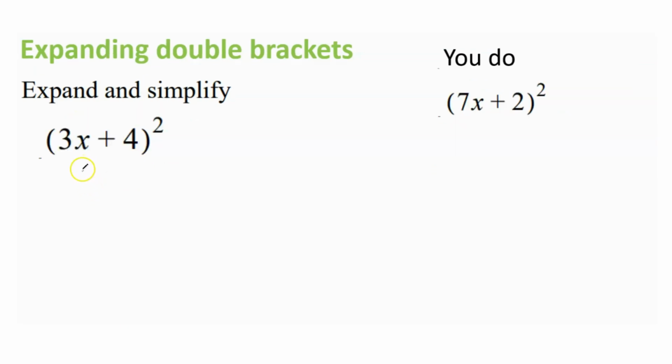Here you are asked to expand and simplify 3x plus 4 all squared. 3x plus 4 all squared means that we times it by itself. Therefore, we have 3x plus 4 times 3x plus 4.